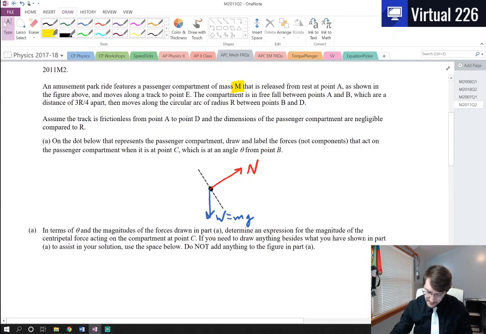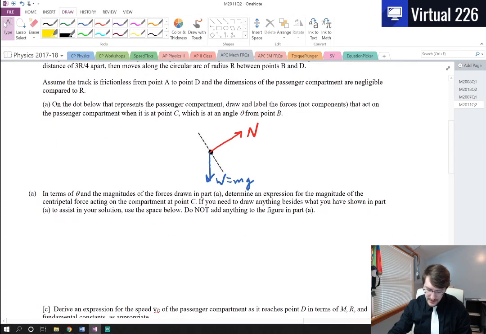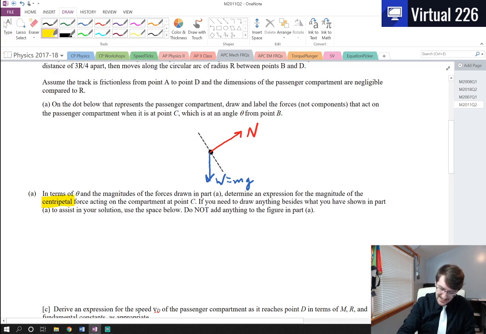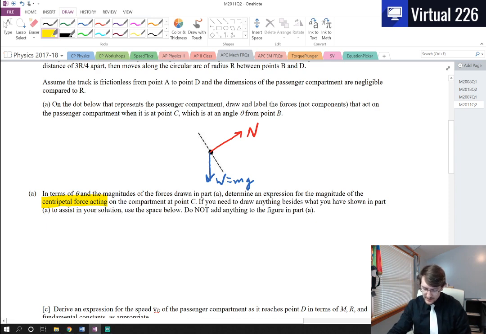What we're asked to do in part B, in terms of theta and the magnitude of the forces in part A, the normal and the weight, is determine an expression for the magnitude of the centripetal, that inward acting force, on the compartment at point C. If you need to draw anything besides what you've shown in part A just to assist, use the space below. So once you've written out your part A solution up here, leave it alone.